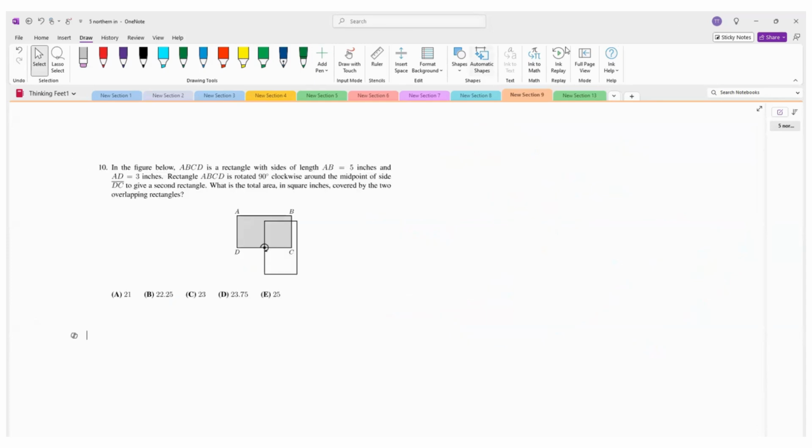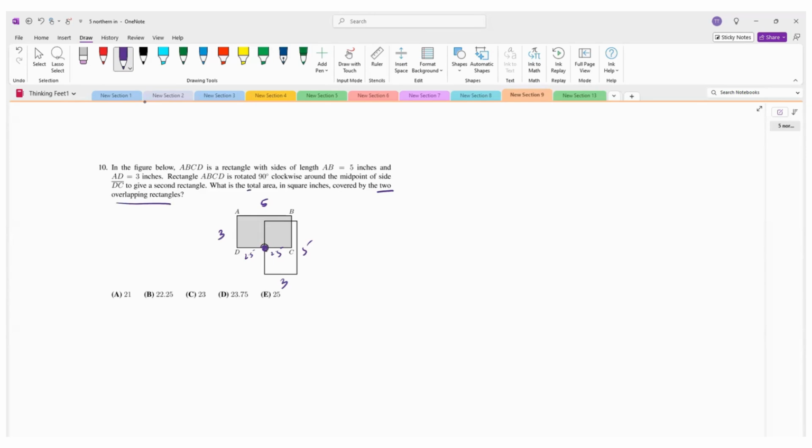Okay, let's look at question 10. Okay, so we have a rectangle with side lengths AB is 5 and AD is 3. And that rectangle is rotated 90 degrees clockwise around the midpoint, since this is the midpoint of side DC. Okay, so that gives us, this is 2.5, this is 2.5, right? And this is 3, this is 5. To give a second rectangle, what is the total area in square inches covered by the two overlapping rectangles?